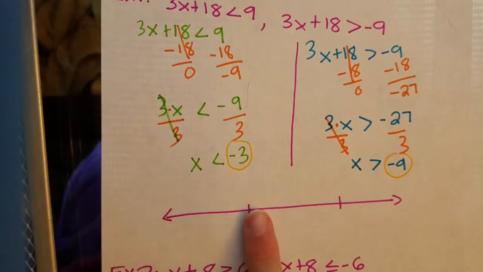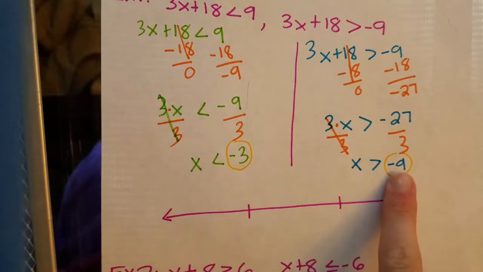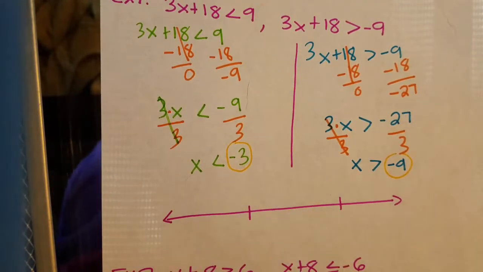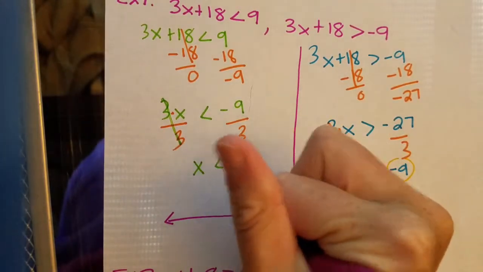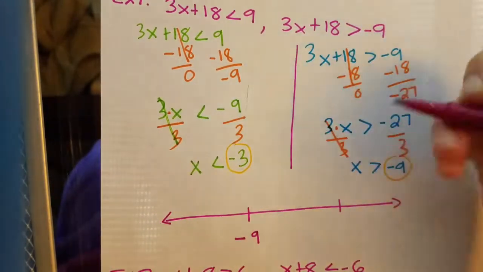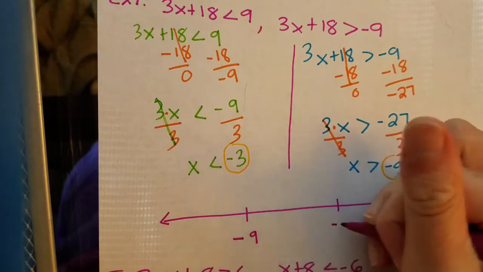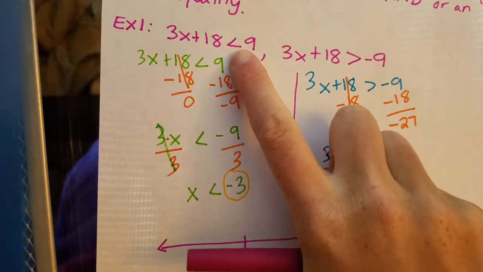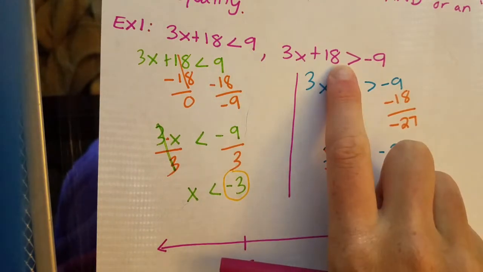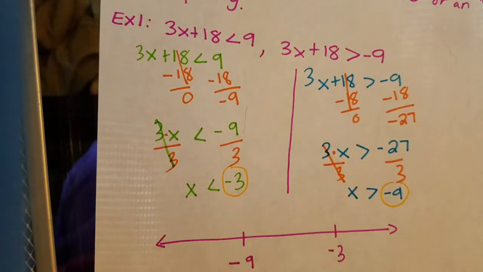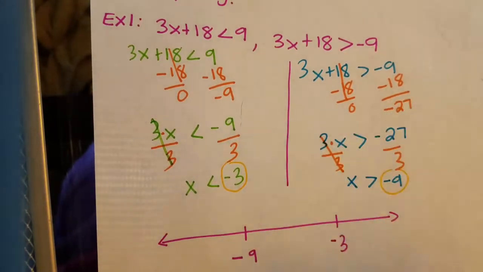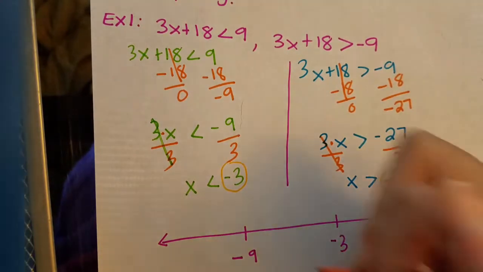And you always put the smallest number on the left-hand side, and negative 9 is smaller than negative 3. So I'm going to put negative 9 on the left-hand side. I'm going to put negative 3 on the right-hand side. Alright, and before I forget, since these are not equal to, that means my bubbles on each of these numbers are going to be open bubbles. So eventually when I graph this, my final answer will have open bubbles.